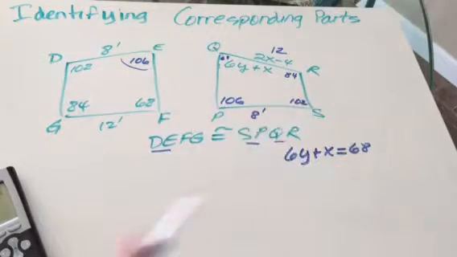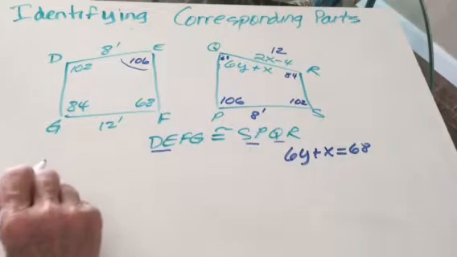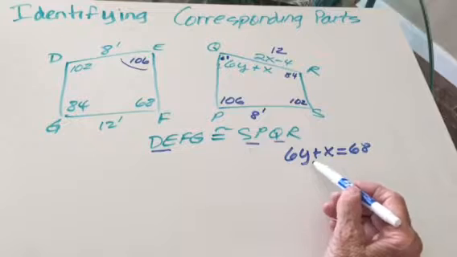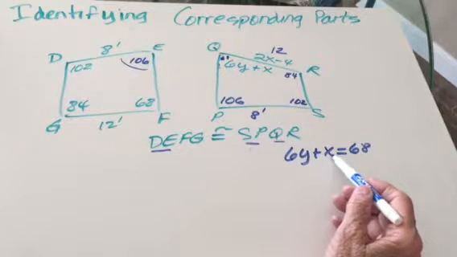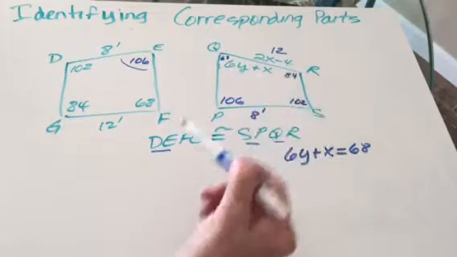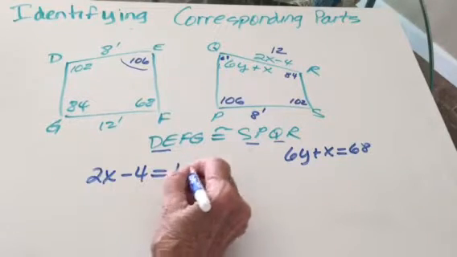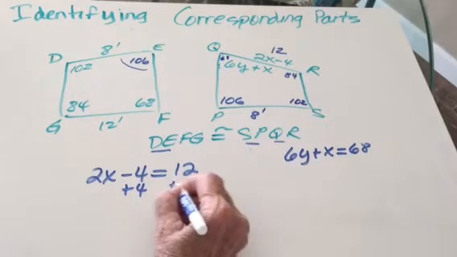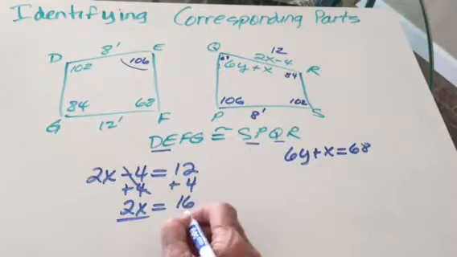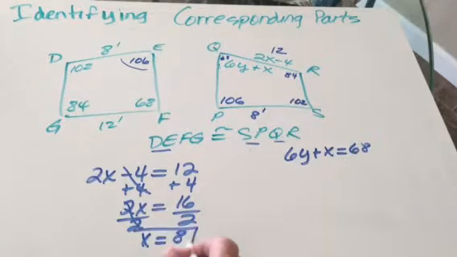Now, do you see all the stuff we've written down? All the stuff because we know corresponding parts. All right, so the first thing I'm going to do, I can't solve this because it has 2 different letters. But I know that 2x minus 4 is the same as 12. 2x minus 4 is 12. So now I'm just going to solve this algebraically. So 2x is 16, divided by 2 on both sides. And x is 8.